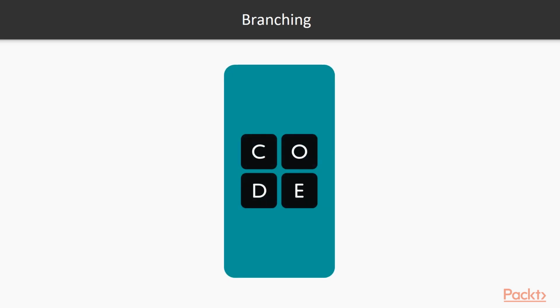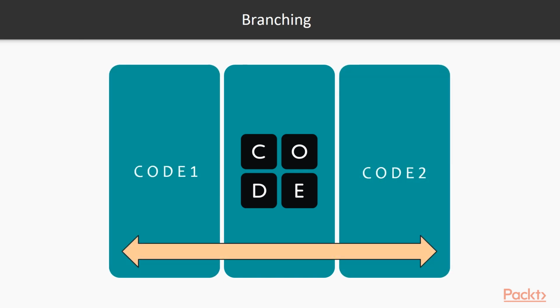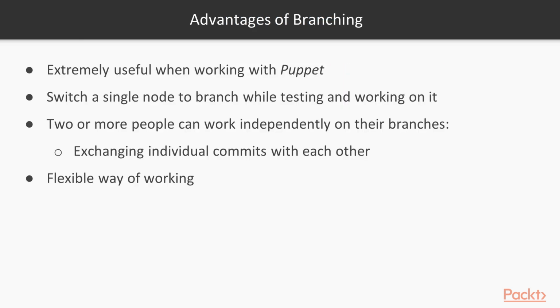Git has a powerful feature called branching, which lets you create a parallel copy of the code, which is called a branch, and make changes to it independently. At any time, you can choose to merge those changes back into the master branch. This is extremely useful when working with Puppet, because it means you can switch a single node to your branch while you're testing it and working on it. Similarly, two or more people can work independently on their own branches, exchanging individual commits with each other and with the master branch as they choose. This is a very flexible and useful way of working.